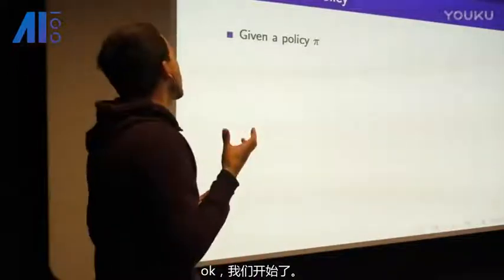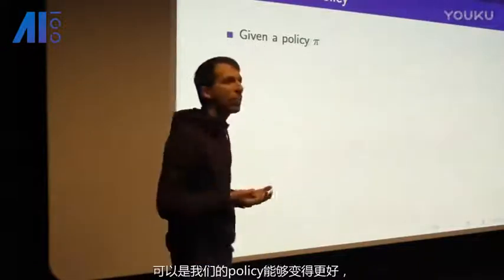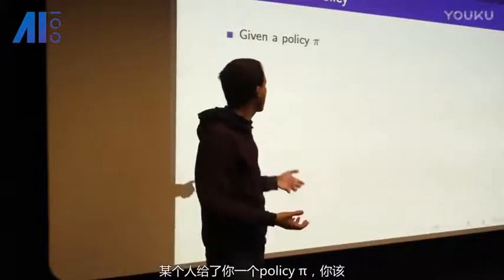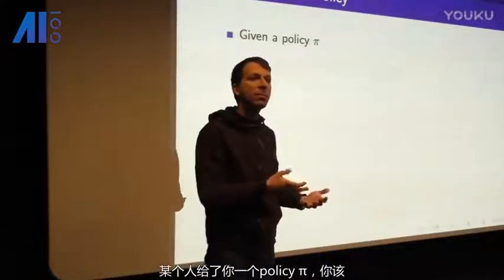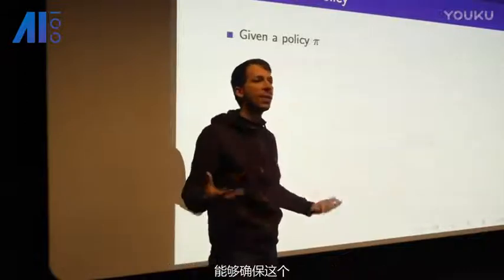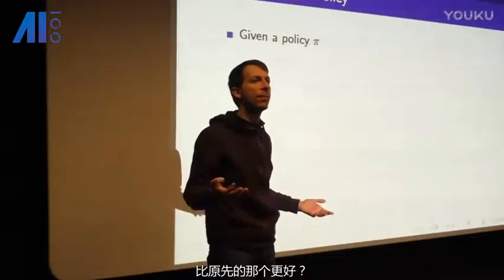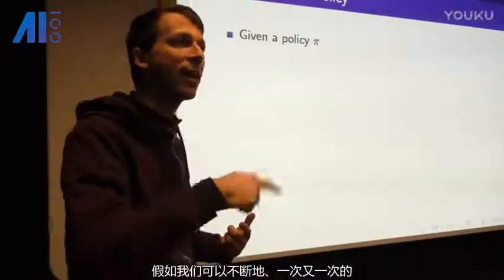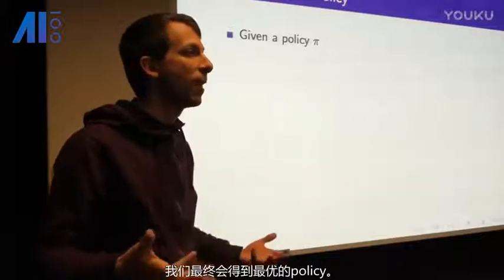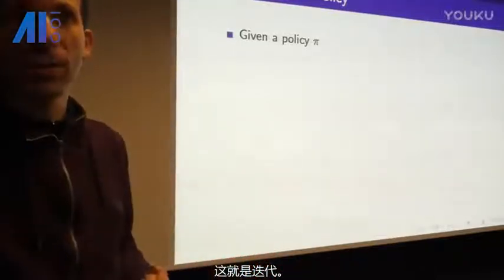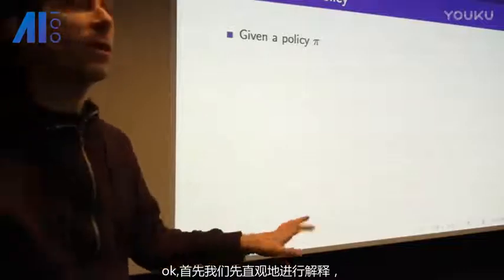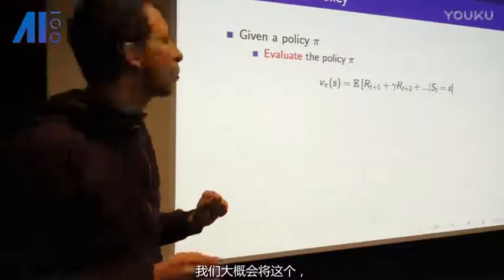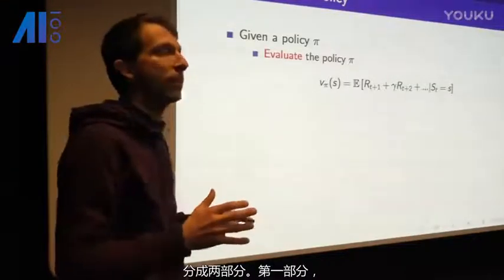So let's start with this basic piece of intuition, which is, we want to make our policies better. How do we make a policy better? If someone gives you a policy pi, how can you give back some new policy that you can say for certain will be better than the one that you had before? And if we had such a process, we could just apply that again and again, and we would end up eventually finding the optimal policy. That's the intuition. First of all at an intuitive level, and then we'll do it slightly more formally in a minute. What we're going to do is break this down into 2 steps.